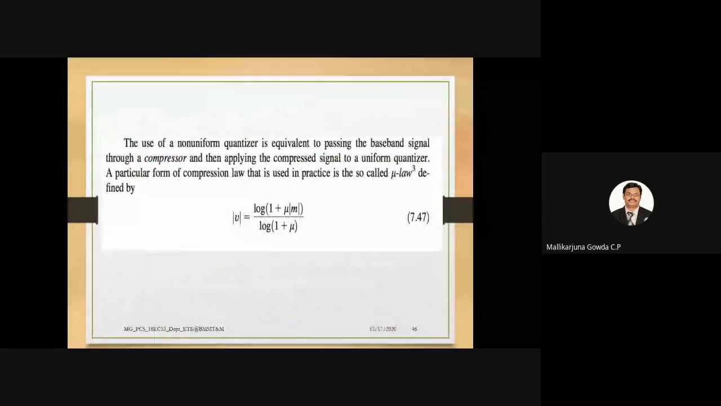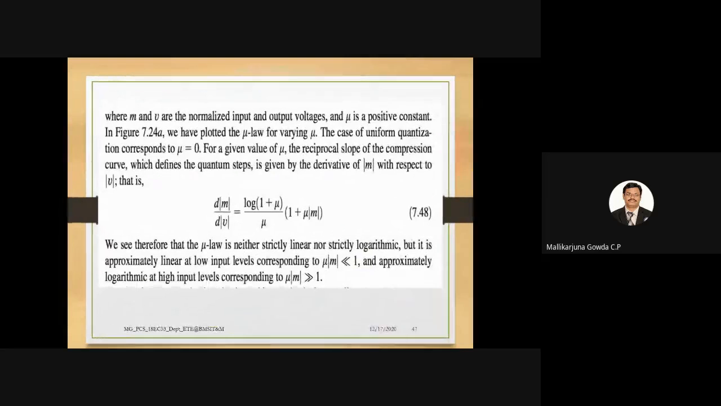I was talking about that, and then I said there are two types of non-uniform quantizers. One is the mu law, another one is the A law. These are the compression techniques which we use. And we express the mu law mathematically like this: V is equal to log of 1 plus mu into mod of m divided by log of 1 plus mu. V is the output voltage, m is the normalized input voltage, and mu is the constant.